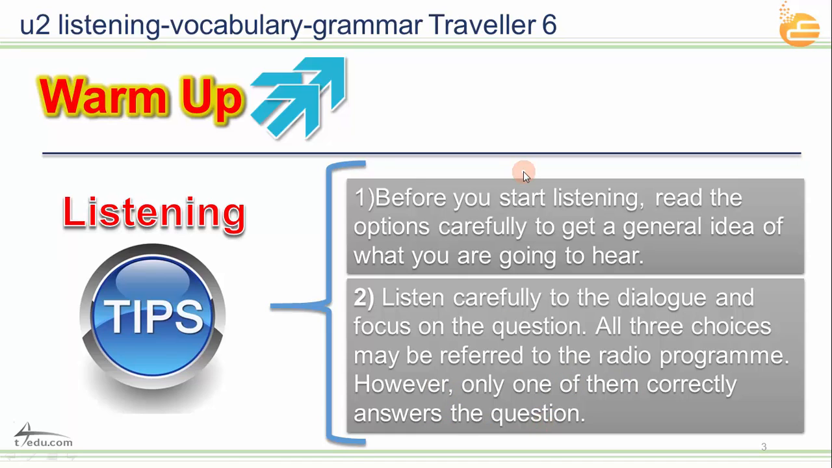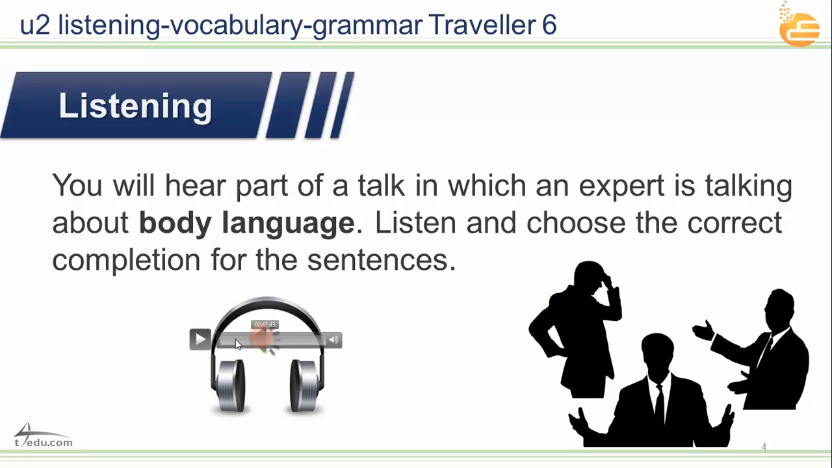So before you start listening, you can really seize the time and find a chance to read the options. So you clearly have a previous idea about the answers, so you can pick one answer very quickly. That's what we call having a general idea of the answers. And for number two, listen carefully and focus on the dialogue and the question. All three choices, you have 1, 2, 3. One is correct, okay? Today we're going to listen to a radio program about body language and stuff like this. So listen carefully and let's get started.